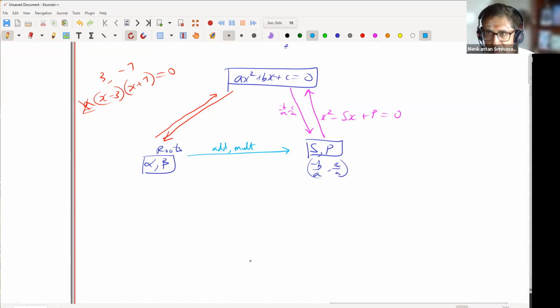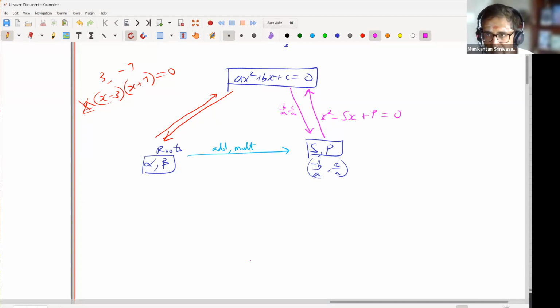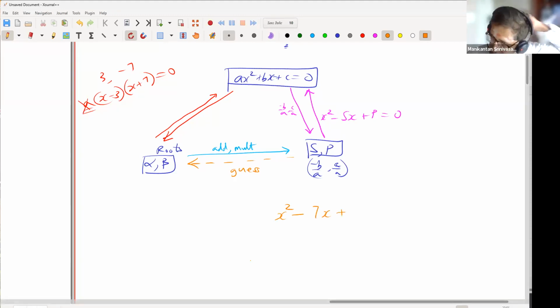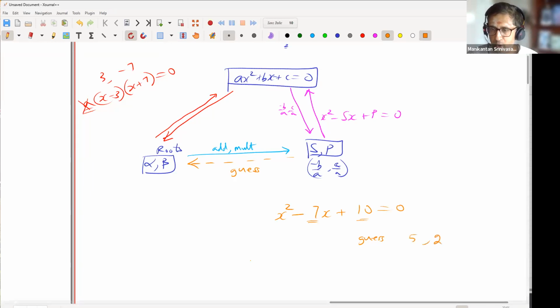Now, the only part which we cannot do is this one, so I'm going to put a dotted line. Okay, so we can guess, right? For example, if the equation is x square minus 7x plus 10 equal to 0, I can guess, seeing the sum of roots is 7 and product of roots is 10, that the numbers are 5 and 2. That's only guessing, but I won't always be able to do that. If it's minus 7x plus 11 equal to 0, then I cannot guess, right?